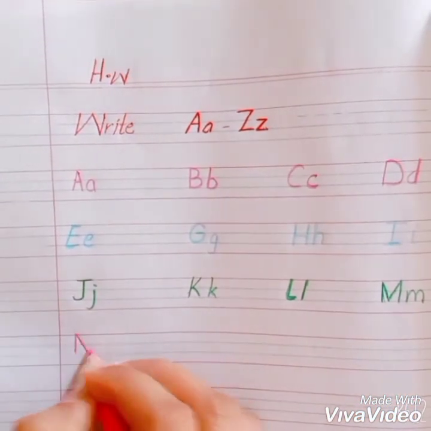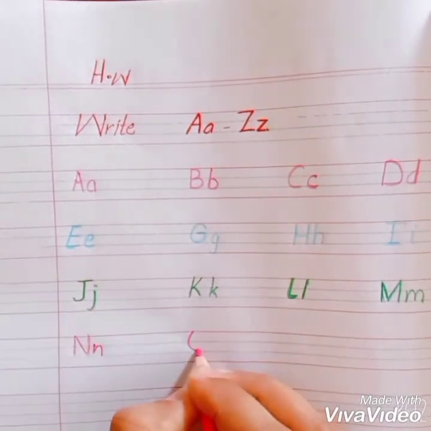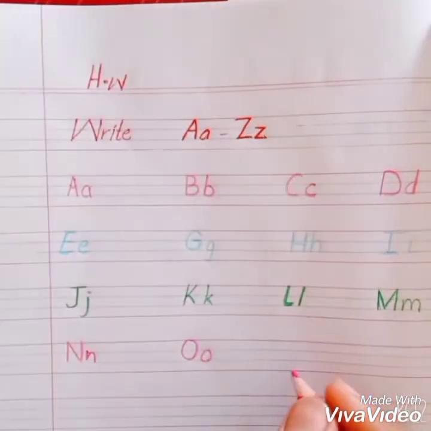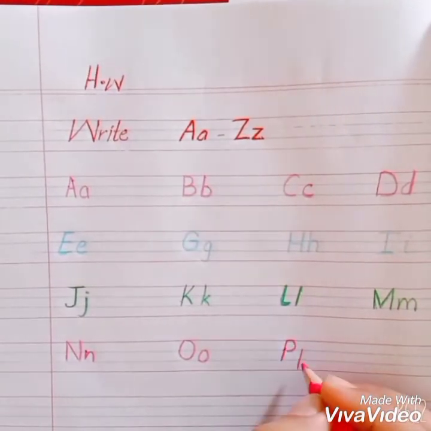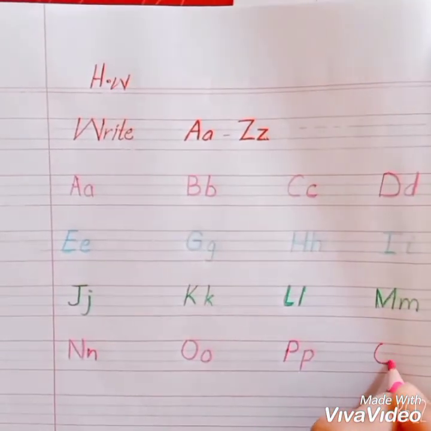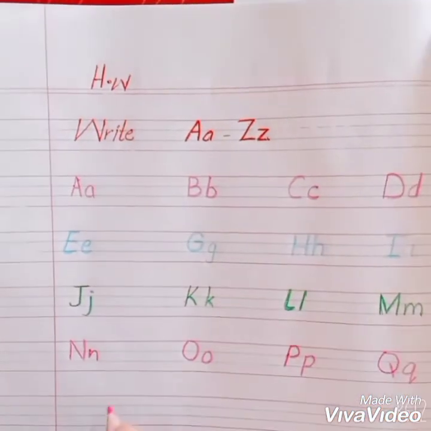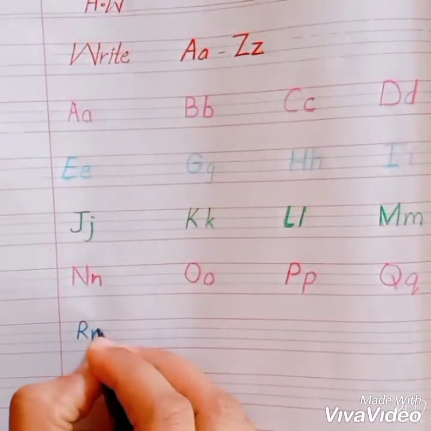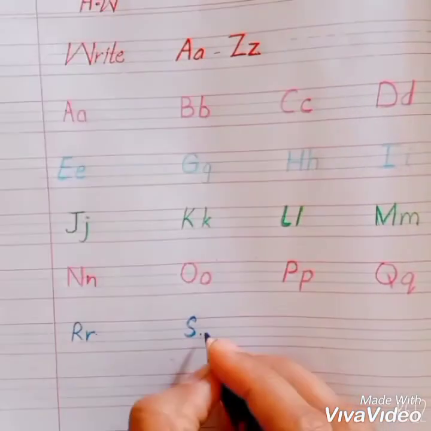N. What's the sound of N? O. What's the sound of O? O. Same sound. P. What's the sound of P? P. Pencil. What's the sound of Q? Q. R. What's the sound of R? R. S. What's the sound of S? S.